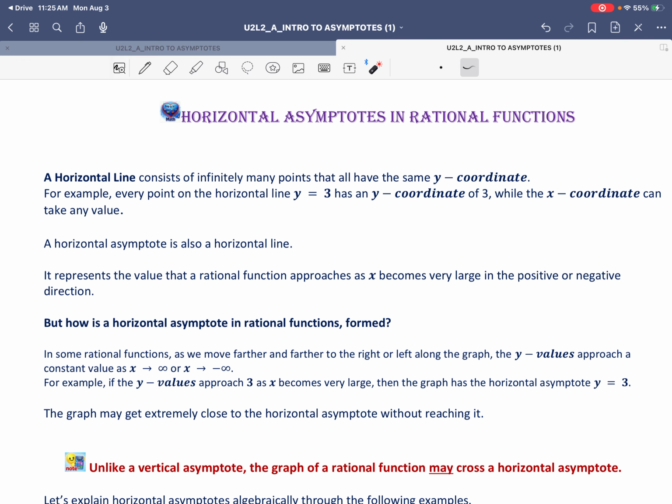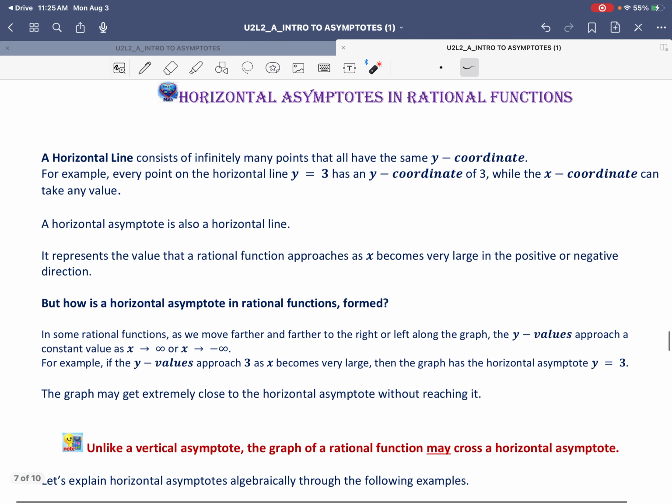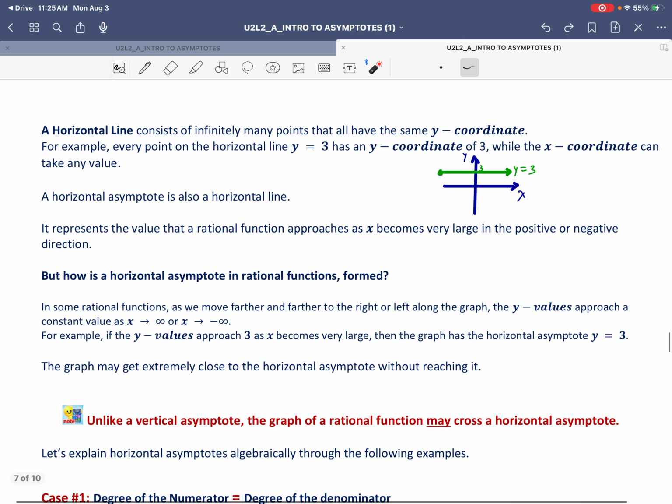In this lesson, we'll explore horizontal asymptotes in rational functions. Recall that a horizontal line consists of infinitely many points that all have the same y-coordinate. For example, every point on the horizontal line y equals 3 has a y-coordinate of 3, while the x-coordinate can take any value. A horizontal asymptote is also a horizontal line. It represents the value that a rational function approaches as x becomes extremely large in either positive or negative direction.